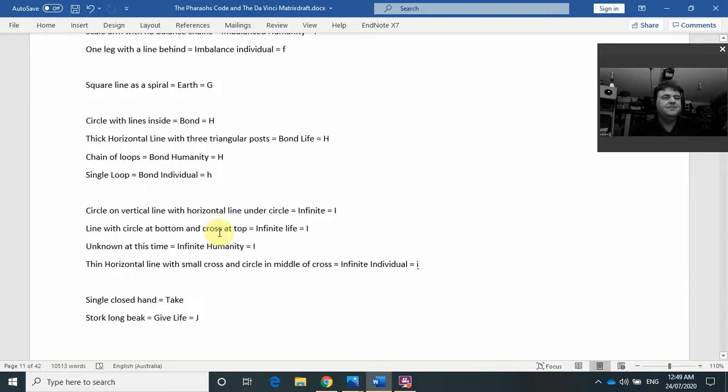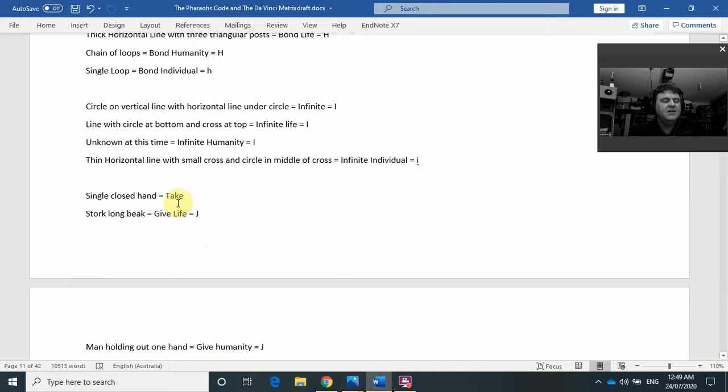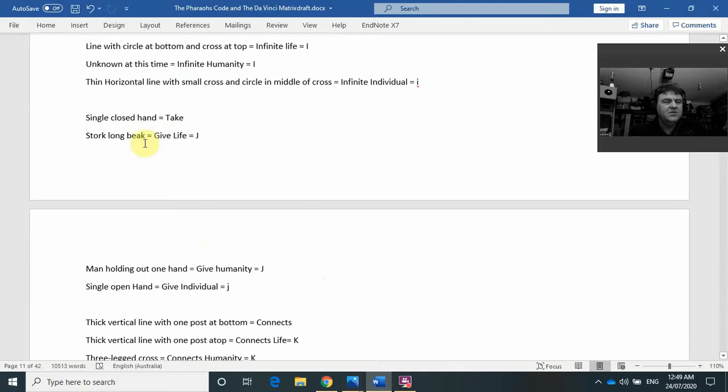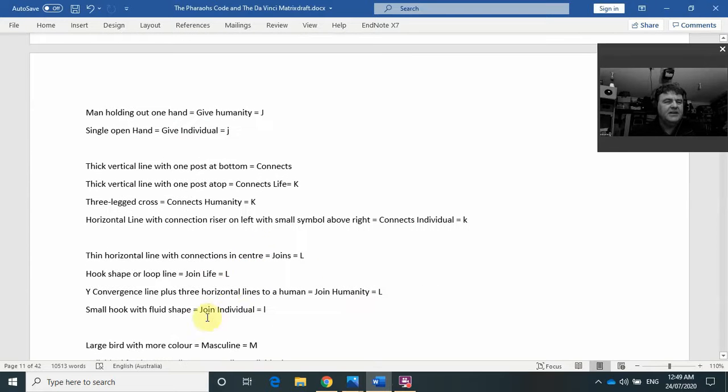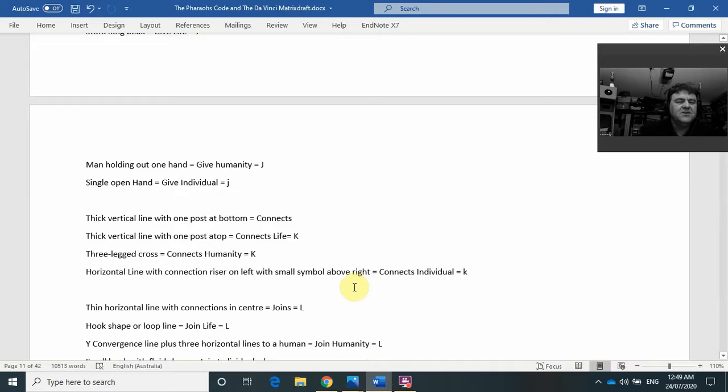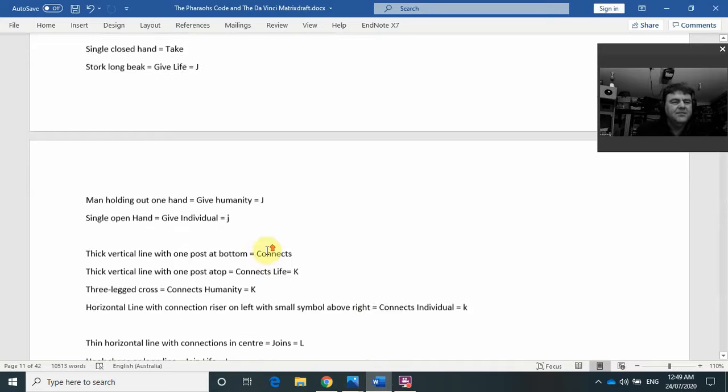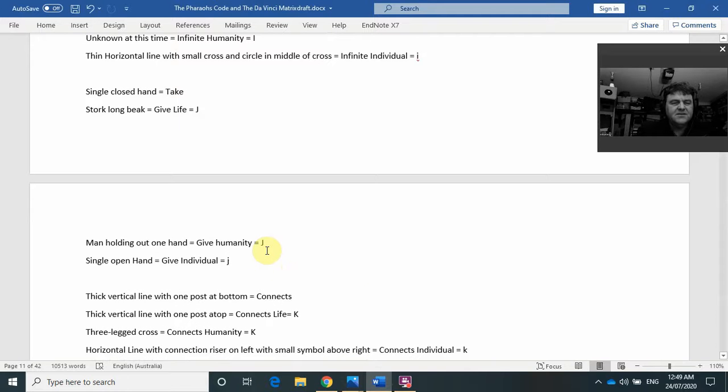Okay, that covers us up to H, and in the next episode we'll go through and look at the infinites, the infinite concepts, and we'll look at the other 2 connecting principles, the joins and the connections. Not as strong as a bond, but they recognize the different types of connections. And the concept of giving, which is represented by J, or what we would know today as our letter J.